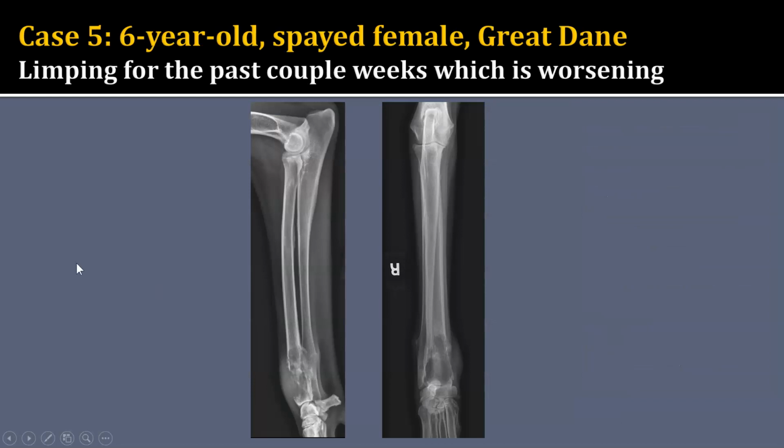All right, case 5 is a 6-year-old spayed female Great Dane who's been limping for the past couple weeks, and the limping is worsening. We have orthogonal views of the antebrachium, and they are nicely made, good positioning. We have collimated to the antebrachium, but we have included the joint above and the joint below. The exposure is nice for the soft tissues and the bones. When I look at this patient, I don't see any alignment issues.